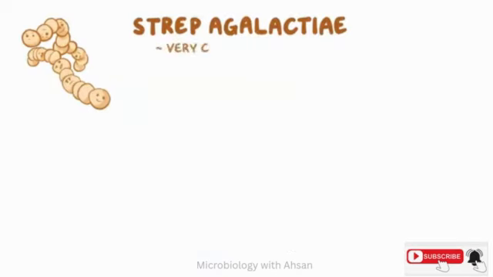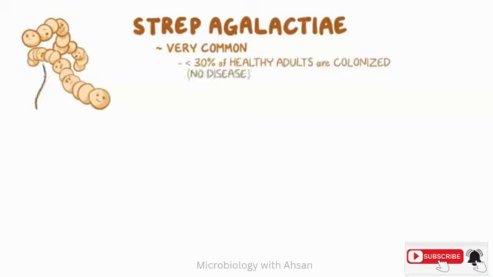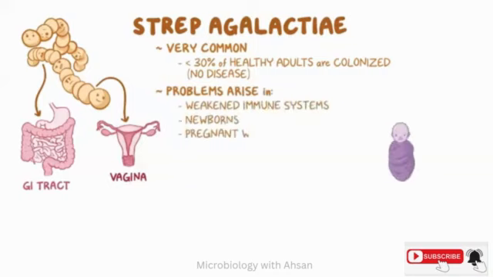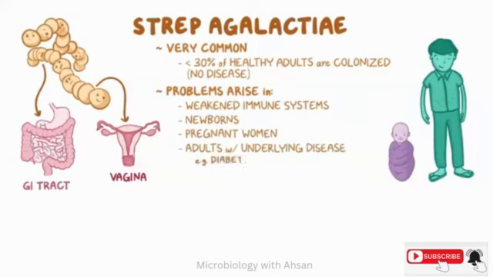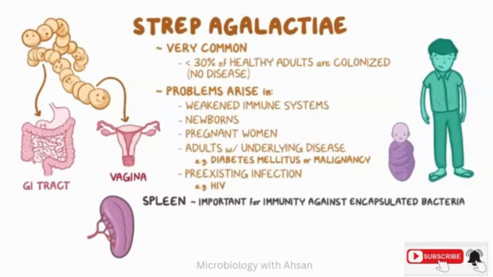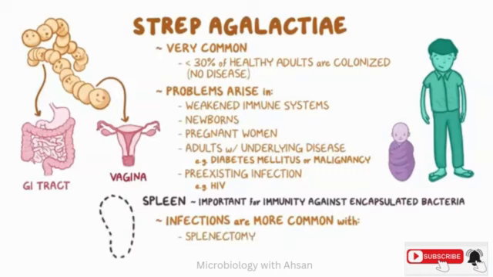Surprisingly, strep agalactiae is very common, to a level that up to 30% of healthy adults are colonized by it, without causing any disease at all. They mostly colonize the gastrointestinal tract and the vagina. Problems arise in people with a weakened immune system, like newborns, pregnant women, and adults with underlying diseases like diabetes mellitus, malignancy, or a pre-existing infection like HIV. Additionally, since the spleen plays an important role in immunity against encapsulated bacteria, strep agalactiae infections are more common in people who've had a splenectomy, meaning their spleen was surgically removed, or in those with sickle cell disease who have functional asplenia.